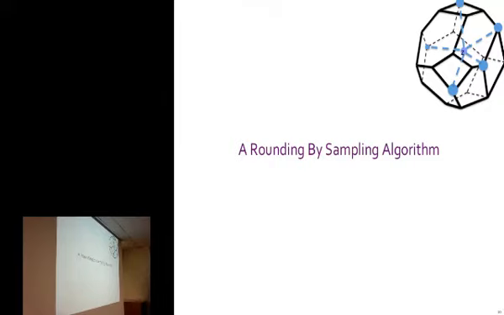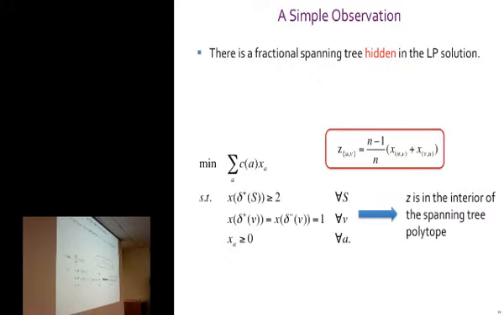Okay, so next I will describe a rounding by sampling algorithm for this problem. And interestingly, the algorithm would be almost the same for both the asymmetric and symmetric versions. So before describing the rounding by sampling method, let me give a simple observation. It turns out that there is a fractional spanning tree hidden in the solution of the LP. Okay, so what do I mean?